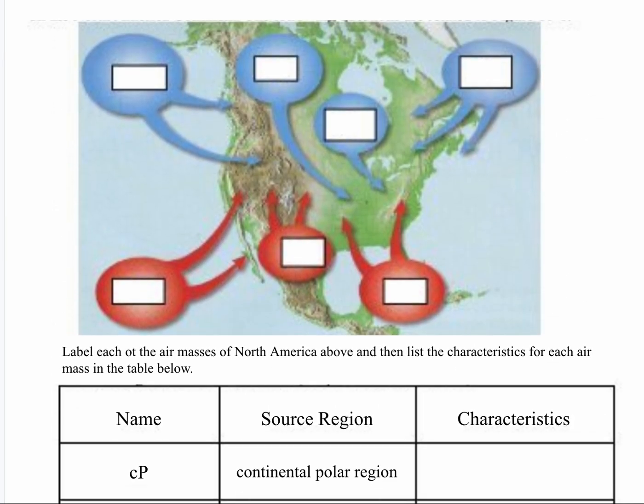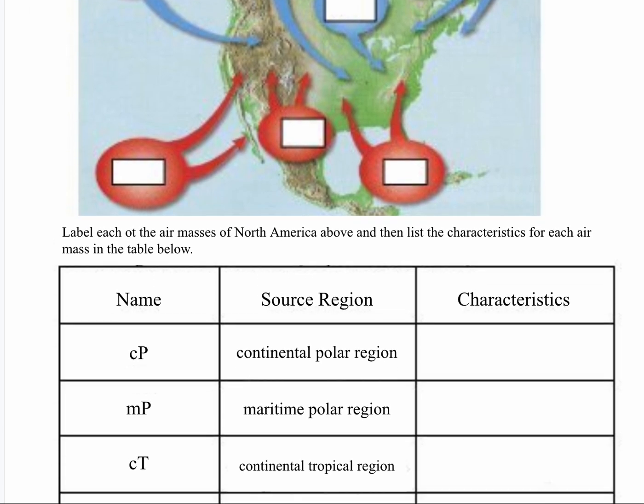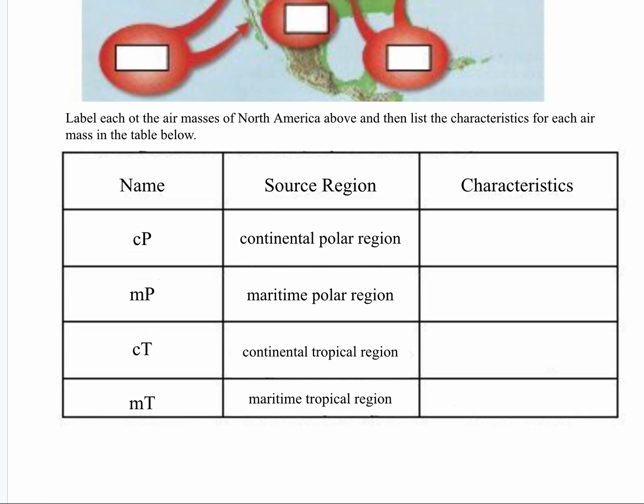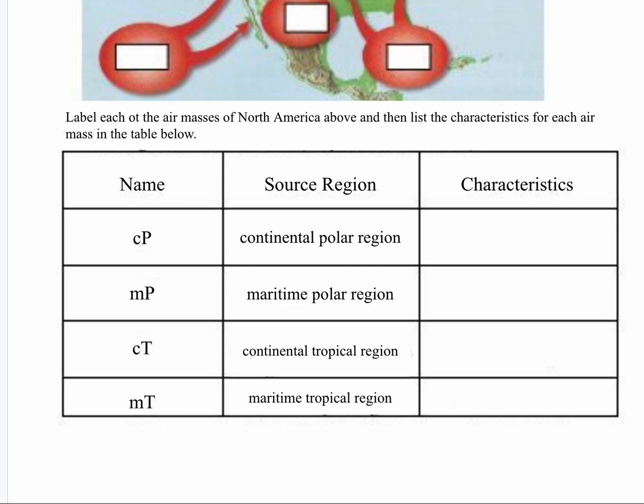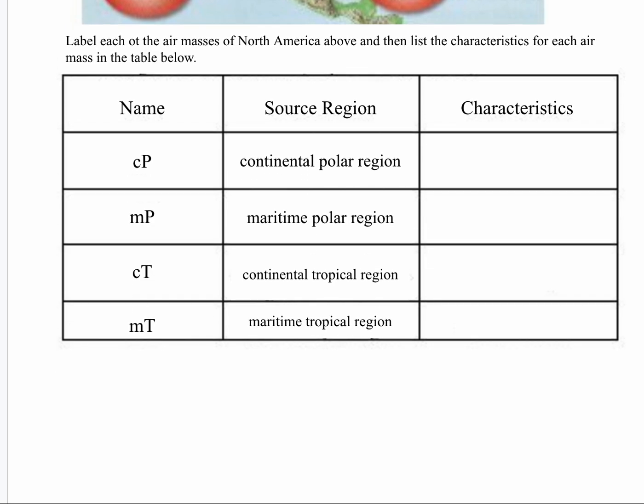Label each of the air masses as of North America above, and then list the characteristics for each air mass in the table below. First column, name: CP, MP, CT, MT. Second column, source region: continental polar region, maritime polar region, continental tropical region, maritime tropical region. Third column, characteristics.